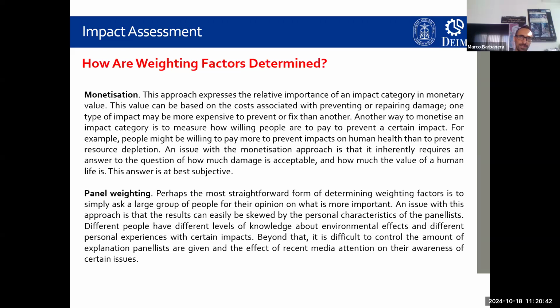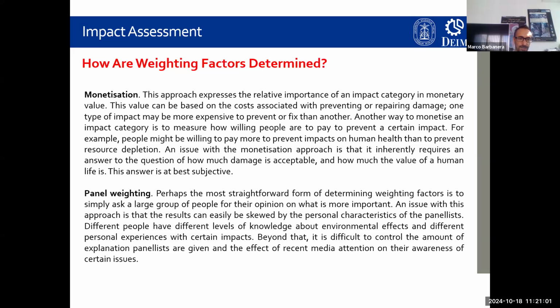I repeat, by considering direct and indirect costs. So in this kind of application, the monetization criteria could be interesting for our case.